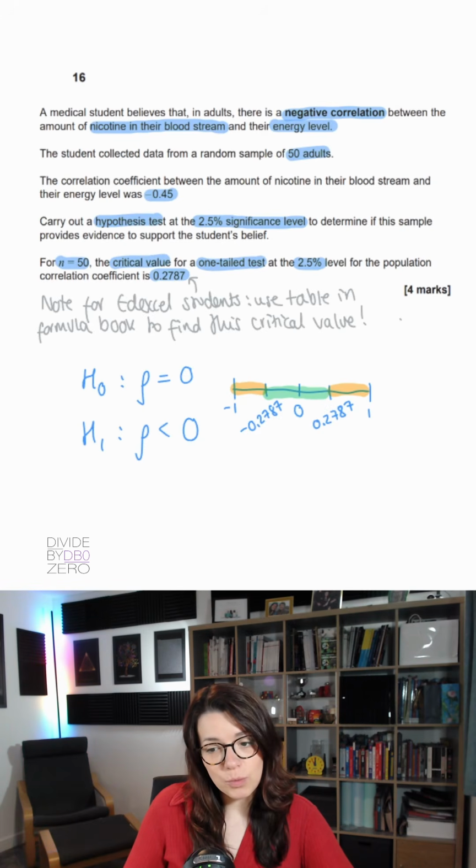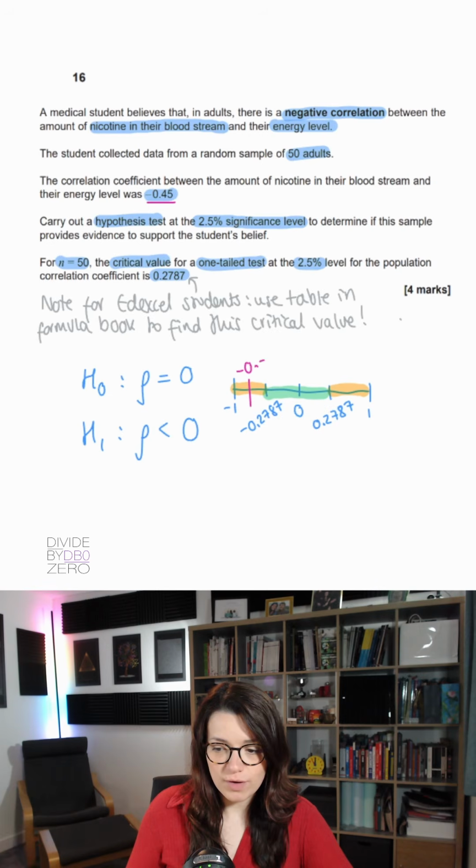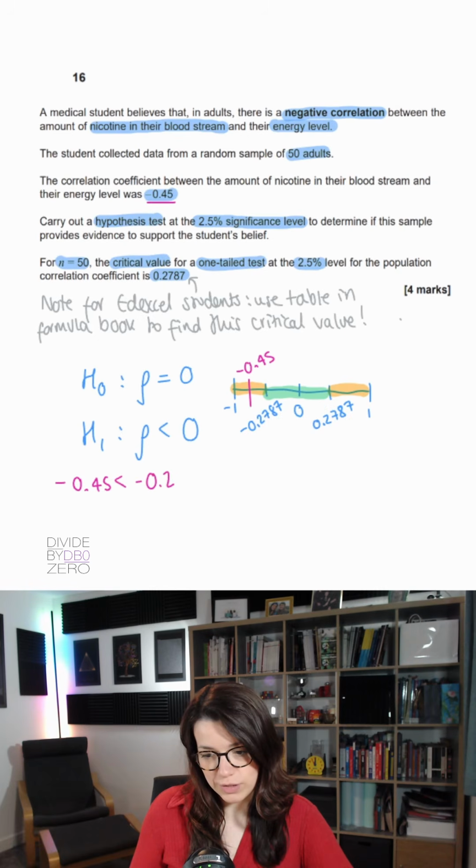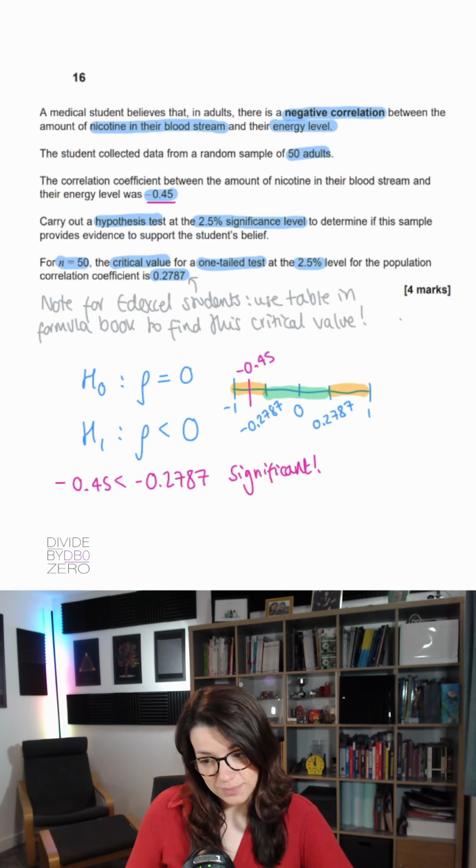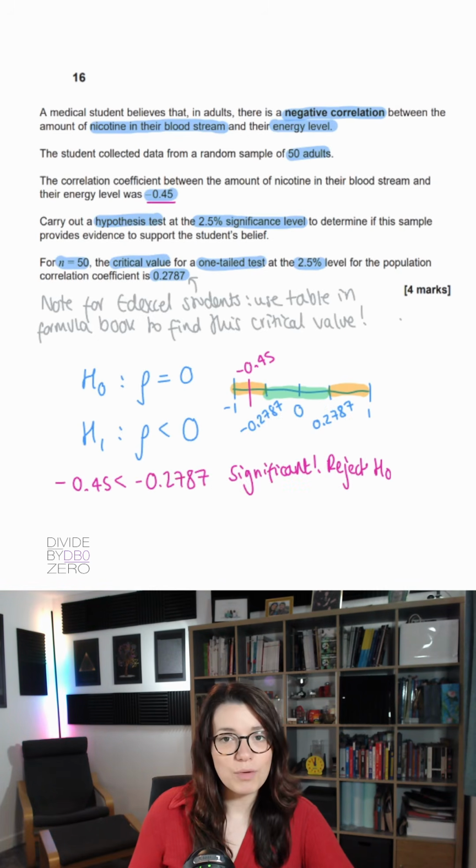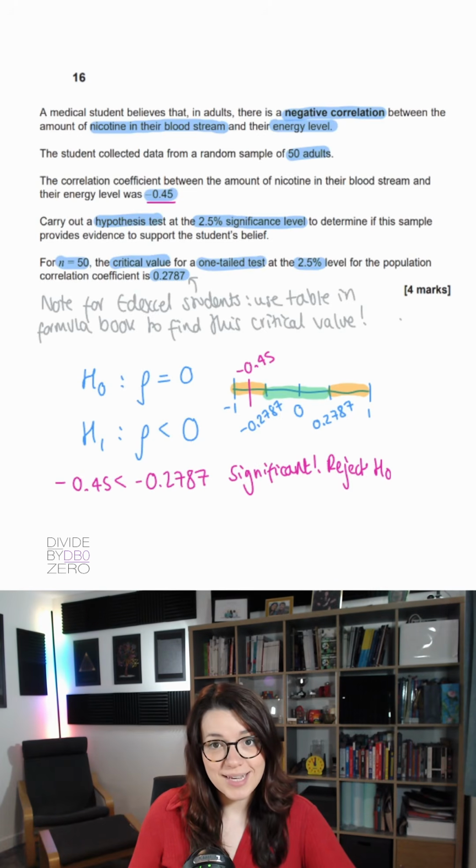Now we can see where our observed value lies on that number line. -0.45 is here in the orange extreme region. So we can say -0.45 is less than -0.2787. This is significant, which means we can reject H0. And then we write our conclusion statement, always in the context of the question.